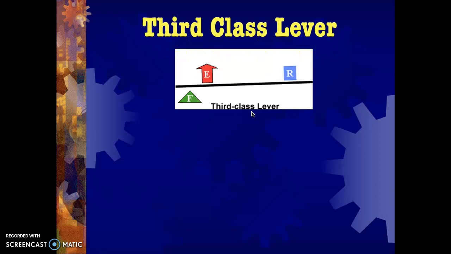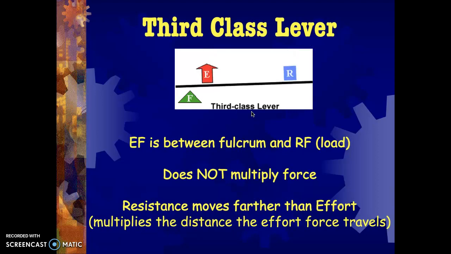And then we get into our third class lever. In a third class lever, we still have the fulcrum on one end and the position of the effort and resistance has changed. Okay, so now the effort force is between the fulcrum and the load. This does not multiply the force. We actually have to use more force. So we actually have a mechanical advantage of less than 1.